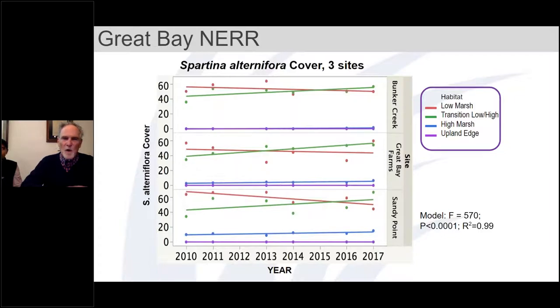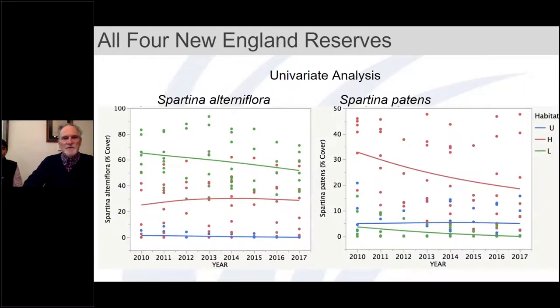So let's move over to the larger picture with the next slide. Great. All four reserves, and this has tons of scatter, as you can see. But that scatter is dealt with by site and habitat, assigning site and habitat to each plot. So these are all the data from all the plots showing Alterniflora on the left and Spartina patens on the right.